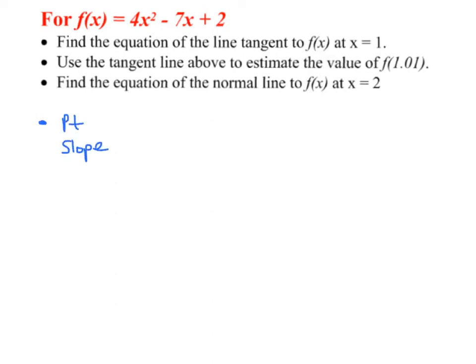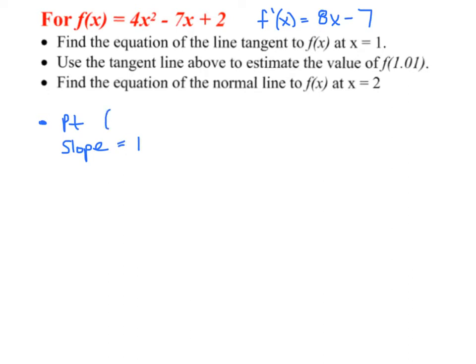So obviously I'm going to need the derivative. I'll write that up here. f prime of x is 8x minus 7. Okay, so let's get the slope first. Since we just found the derivative, we plug in 1. We get f prime of 1 is 8 minus 7, so the slope is 1.